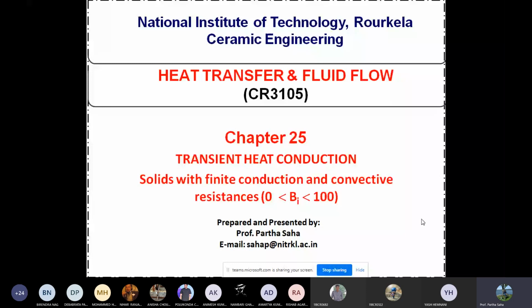Last class we solved the lumped parameter thermal analysis, where the Biot number was less than 0.5, if you remember correctly. But the Biot number actually varies when there is finite conduction happening in a semi-infinite solid, as well as a convective resistance. So we're going to consider these cases now. So let us first examine.